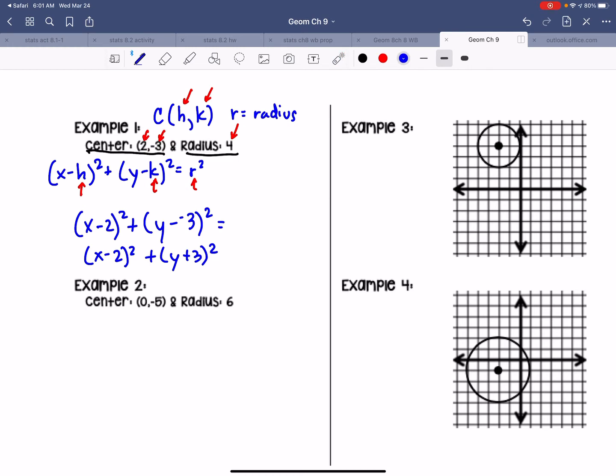All right, and now my radius is 4 squared, right? And so I'm going to write 16, and I call it a day. There's my answer. Voila. All right, let's try another one.